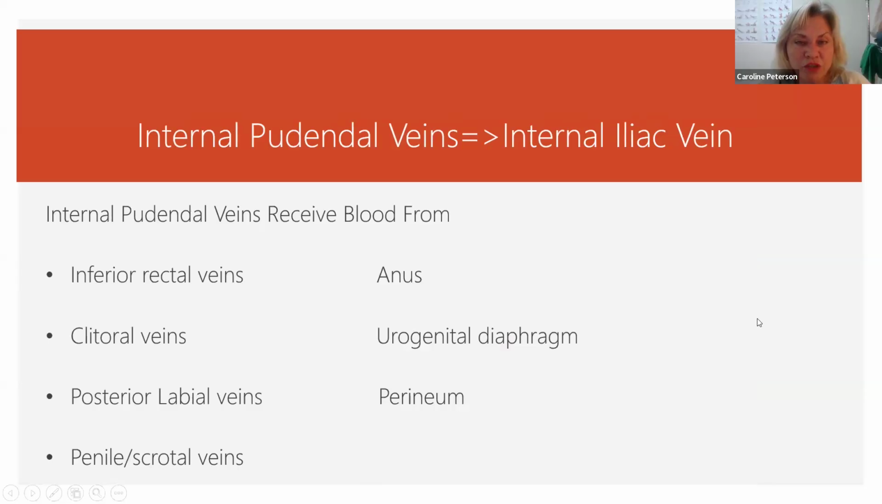So the internal pudendal veins are going to drain into the internal iliac vein, and that will drain the inferior rectal veins, the clitoral veins, the posterior labial veins, the penile and scrotal veins, the anus, the urogenital diaphragm, and the perineum. The urogenital diaphragm is like the outer part of the pelvic floor.